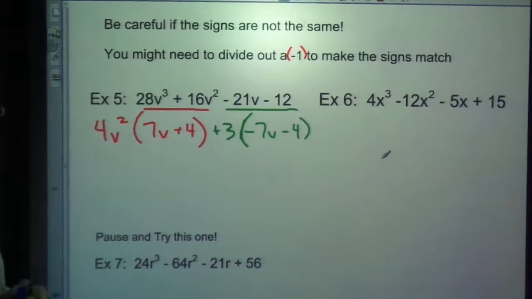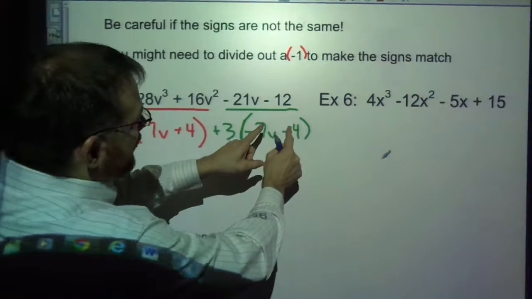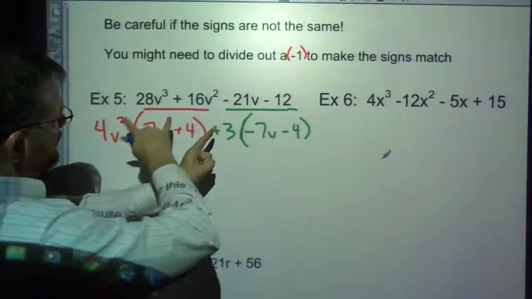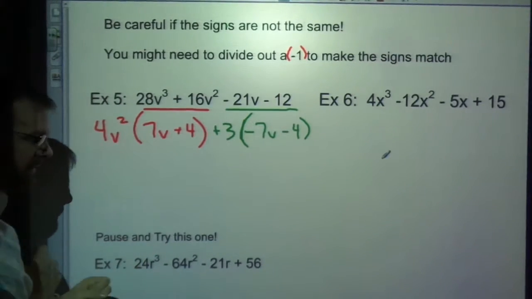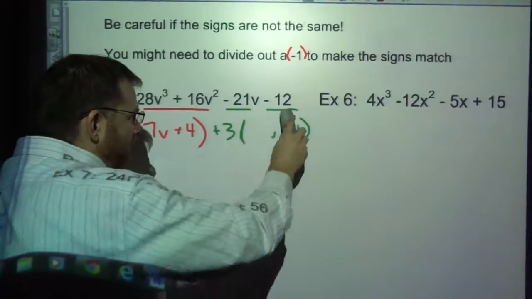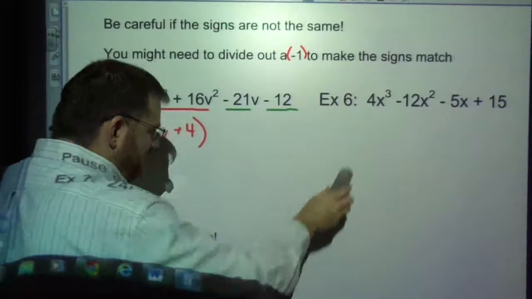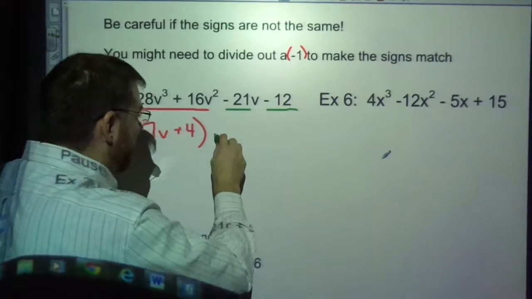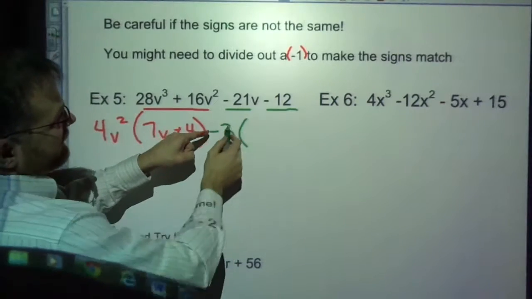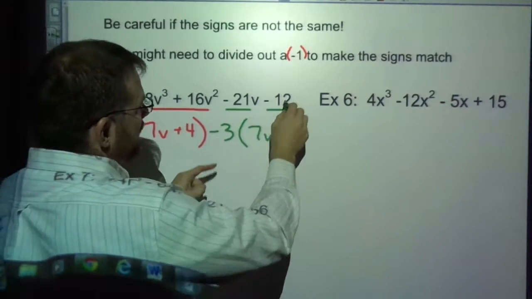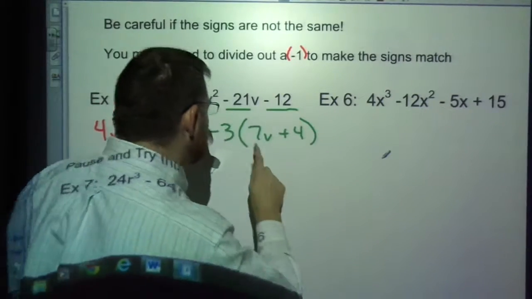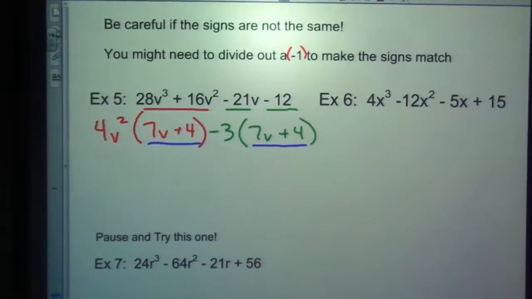So when this happens, what I need to do is think, if I divide out a negative 1 here, that would change these to both be positive, and that would match with these that are both positive. So that is what I will do. I'm going to divide out a negative 1 here. And so instead of positive 3 in the front, I'm going to make it negative 3 in the front. And now that divides to make 7v, and that divides to make 4. And oh goody, now I have my 7v plus 4, 7v plus 4.